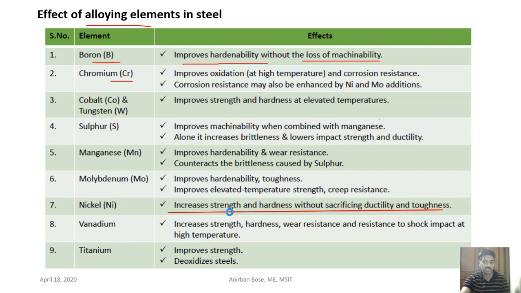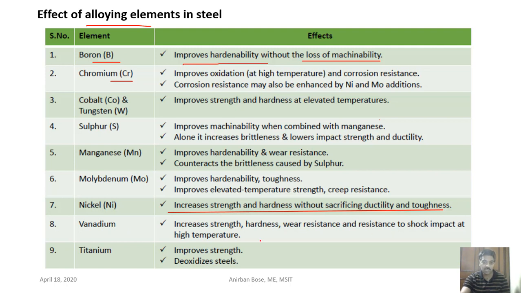Titanium improves strength and deoxidizes steel. So you have to remember these important major alloying elements' effects. Now here you can see a relative comparison among the different alloying elements.